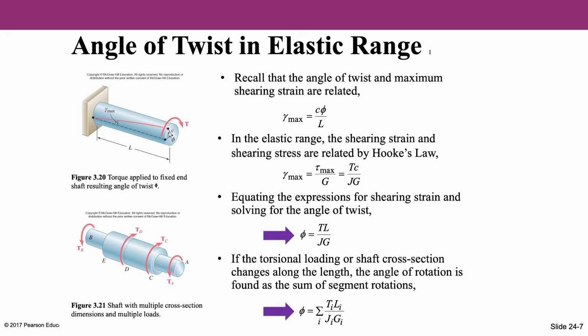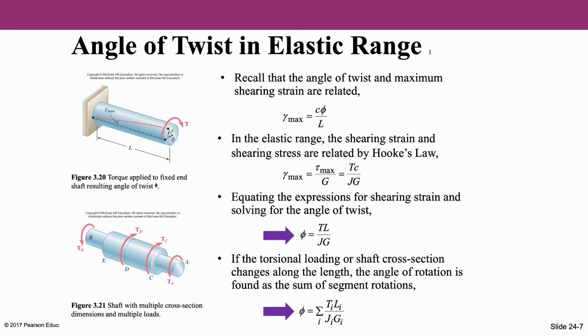Tau equals G times gamma is the shear version of Hooke's law. So in this case, tau max over G would be equal to gamma max, isn't it? Because tau max equals G times gamma max represents Hooke's law.